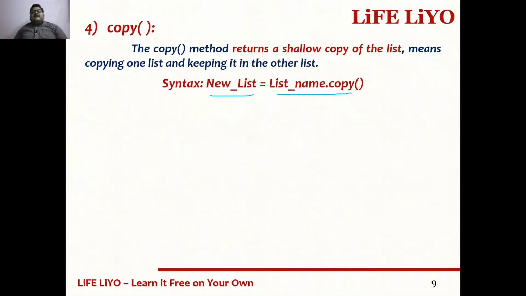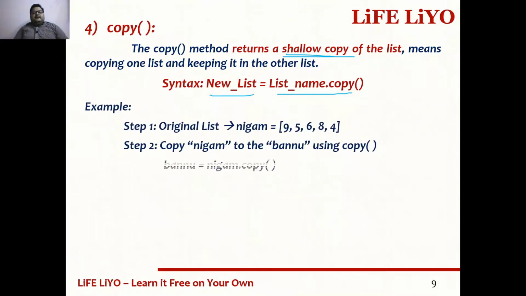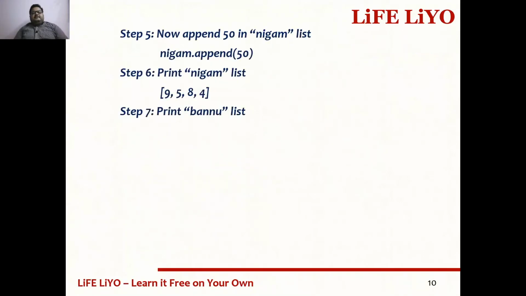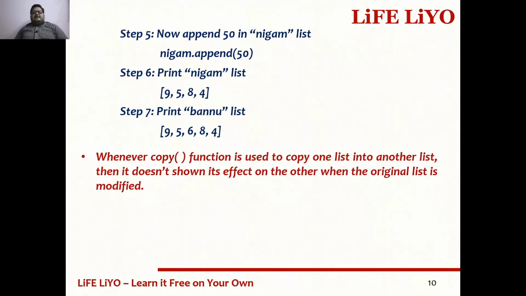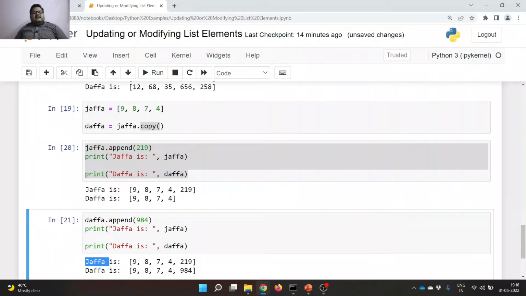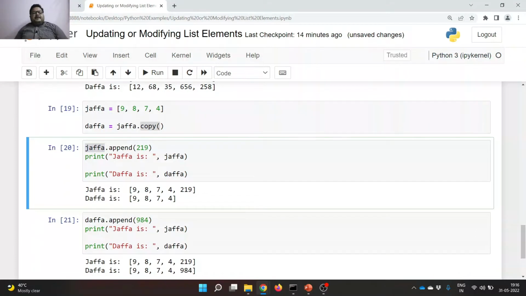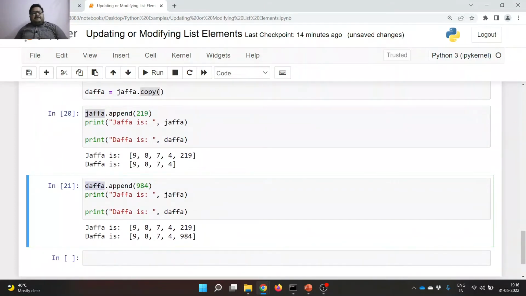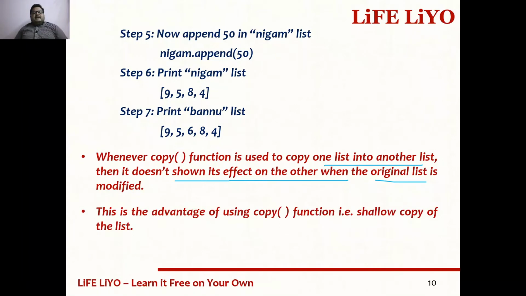This is called a shallow copy, which means both lists are different, but the original list is copied into the new list. That is the example I have taken, copying and then trying to append. Whenever the copy method is used to copy one list into another list, it doesn't show its effect on the other when the original list is modified. When I change list1, nothing happens to list2, and when I change list2, nothing happens to list1. So that is the copy method, which is the main advantage for performing a shallow copy of a list.